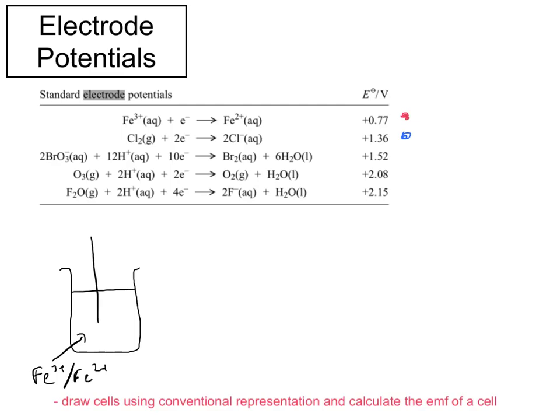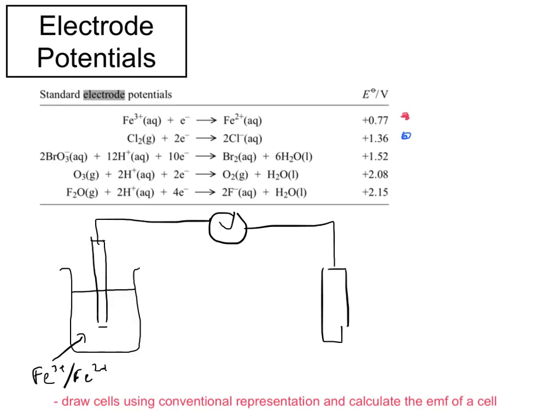We'd have an electrode which couldn't be made out of iron because that would affect the equilibrium of this iron 3 plus and iron 2 plus. It would need to be made out of something inert, which we said earlier would be platinum. We connect that through a voltmeter to platinum again, because for this other electrode, the Cl minus and Cl2, neither of those will conduct electricity.